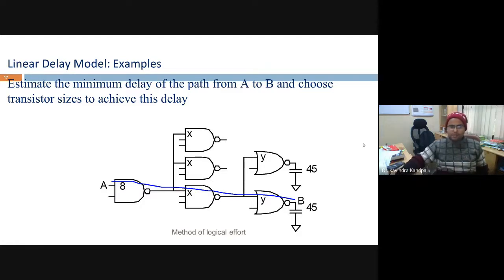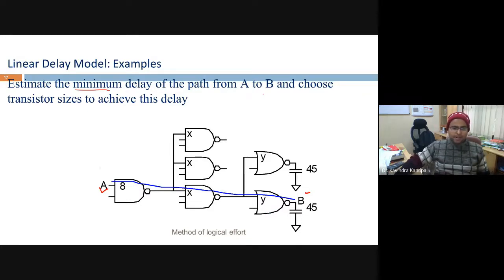What is the general understanding we have found? Let's say first I will discuss this question. Estimate the minimum delay of the path from A to B. So let's say this is my critical path. First you find out, choose the transistor sizes to achieve this delay. That is okay. But first we need to find out what will be the minimum delay from the path A to B, and then how to achieve this particular delay. How to make sure that this condition happens. Okay, both are the things here.